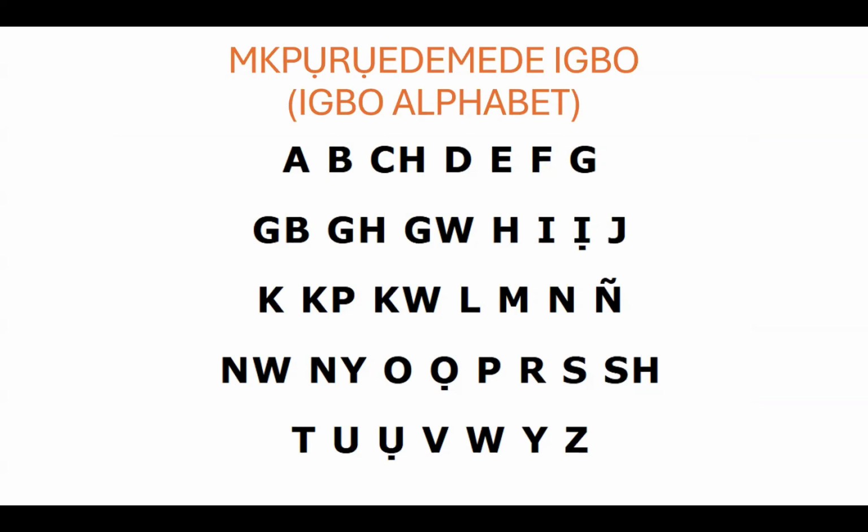So we'll be looking at mkpụrụ edemede Igbo. That's the Igbo alphabet. I want you to know the alphabet so that when some words come up, you will be able to know, okay, this is how we spell it, and things like that. So the Igbo alphabet has about 36 letters, and they all have distinct sounds. You will see some of them are double, they are called digraphs, and some have accents on the bottom.